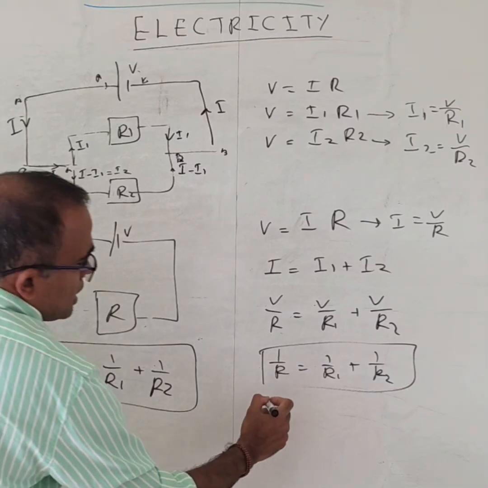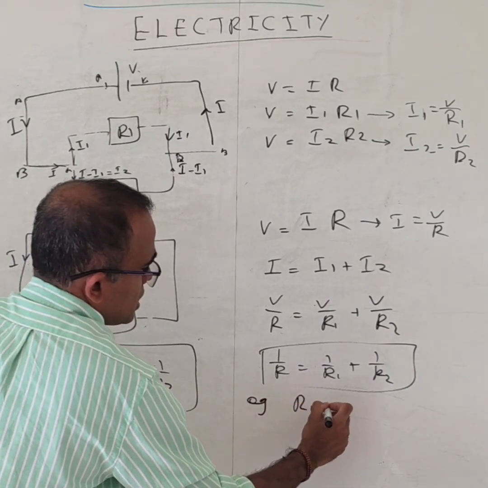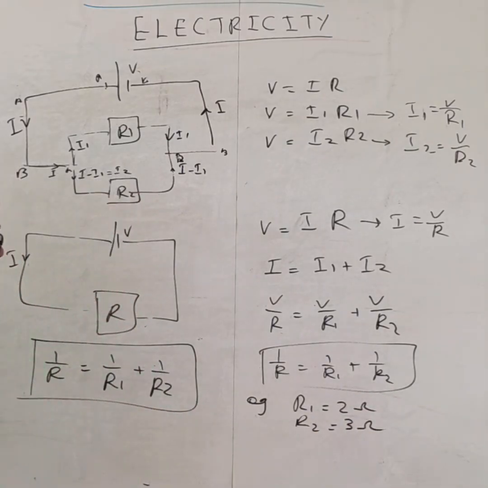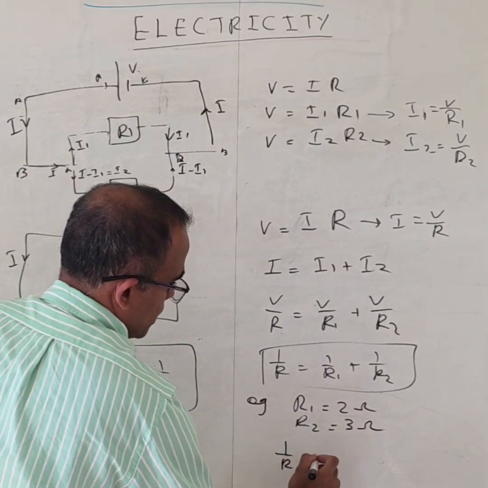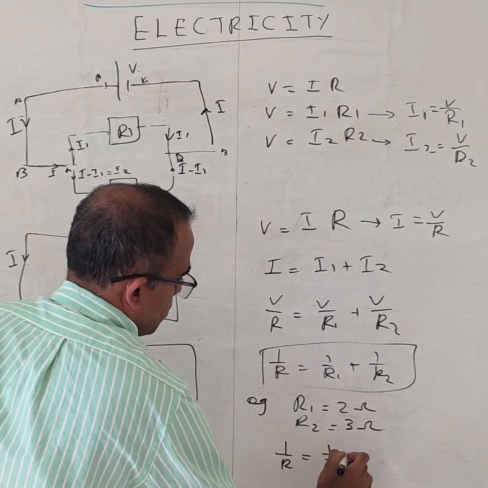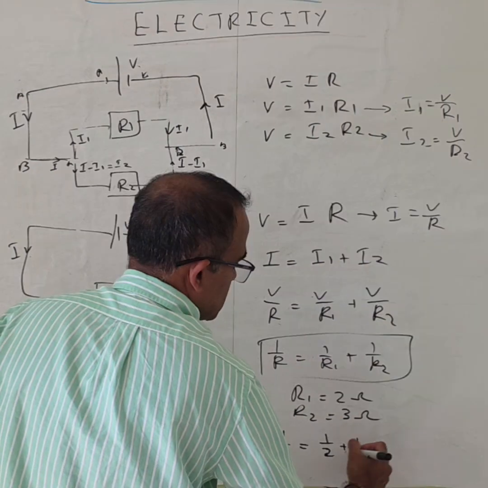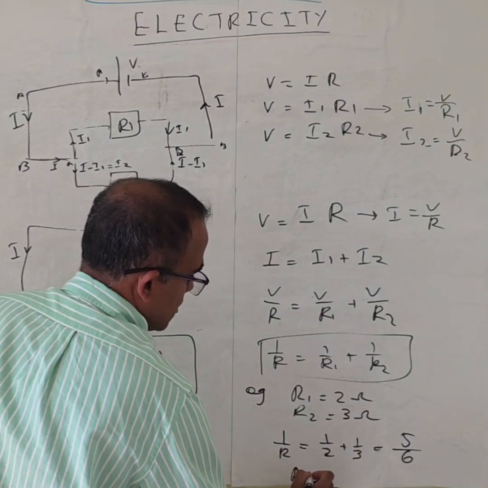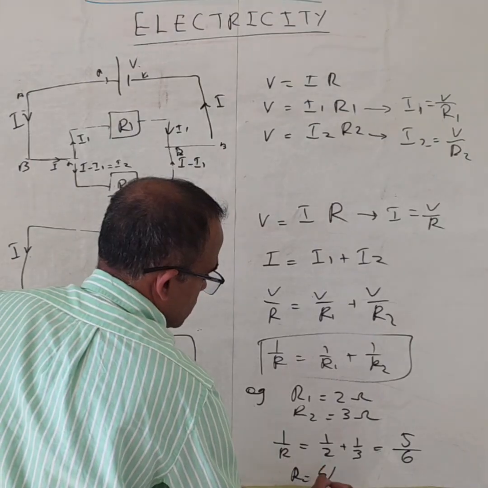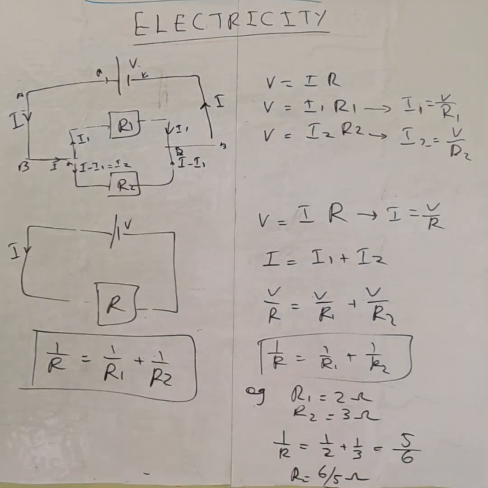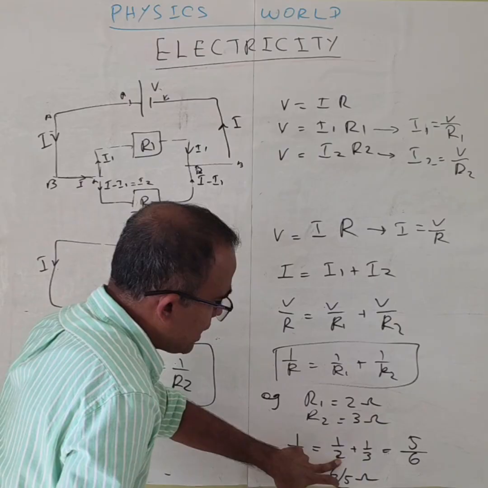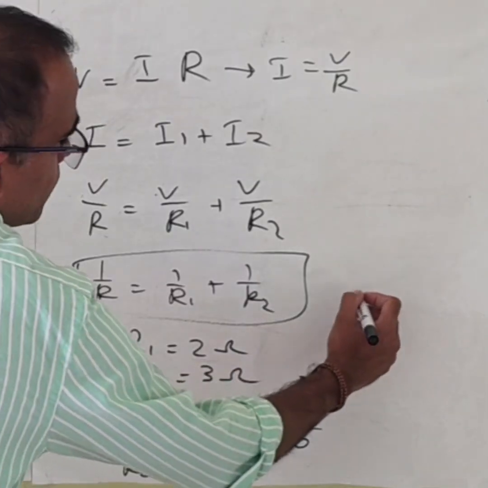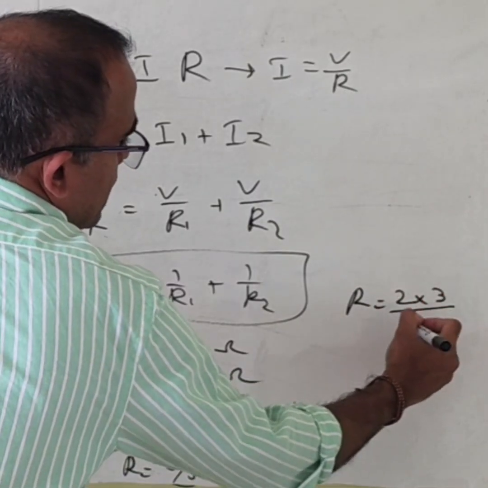Say if R1 is, for an example, 2 ohms, R2 is 3 ohms, then in this equation 1 over R is equal to 1 over 2 plus 1 over 3. It is 2 plus 3, 5 over 2 times 3, 6. So 1 over R is 5 over 6. R is, if you switch it, you will get 6 over 5 ohms. So here what we are doing is, we multiply this and divide the additions. Say, if you have 2 and 3, you can simply say 2 multiplied by 3 divided by 2 plus 3.